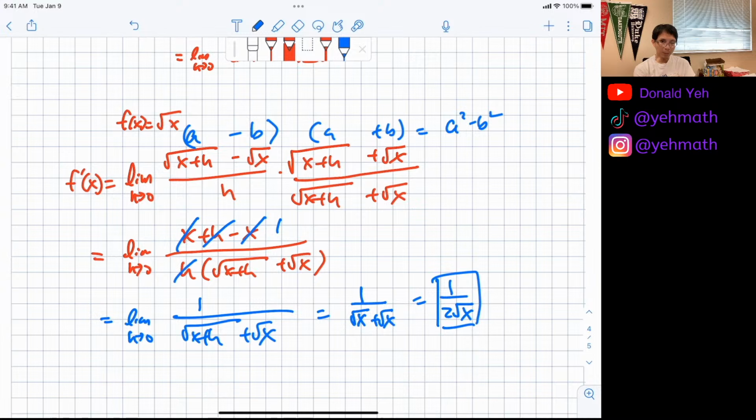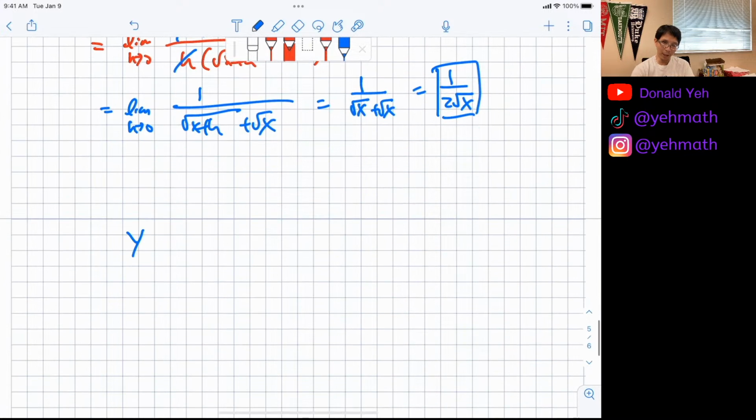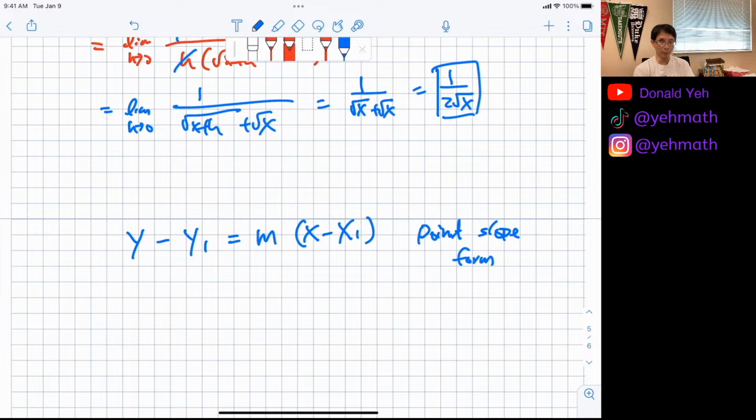Okay. We're going to talk about the equation of the tangent line. The equation of the tangent line is going to be y minus y1 equal to m times x minus x1. This is not calculus. This is called point slope form. Remember, at the beginning of the year we said there was a point slope form. It's very, very important to use point slope form.